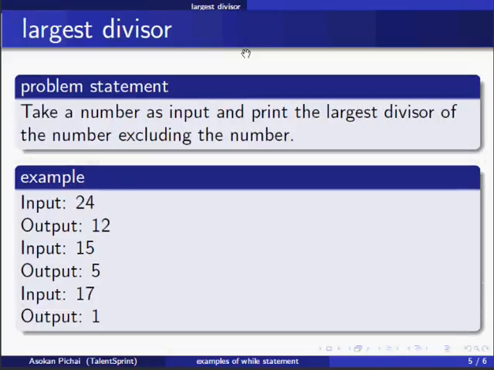Now let us solve the following problem. The problem statement says, for a given number, we are supposed to print the largest divisor of that number, excluding the number. The divisors of 24 are 1, 2, 3, 4, 6, 12, and of course 24 is also a divisor of itself. So we are supposed to print the largest divisor, which is 12. Similarly, for 15 it's 5. For prime numbers, the only two divisors are the number and 1. Hence the largest divisor will be 1 and we have to print 1. So let us see how this problem can be solved.